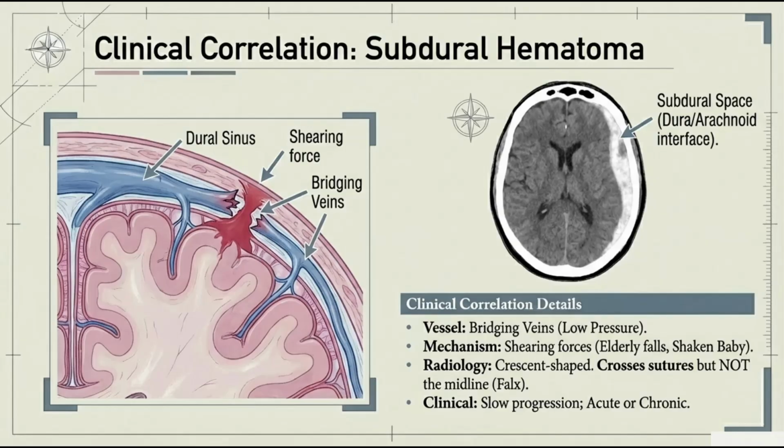the brain. So on the scan, it looks like a crescent. A crescent moon shape that follows the curve of the hemisphere. It's much slower. It can present days or even weeks after the initial injury. Very different picture. And finally, subarachnoid hemorrhage.